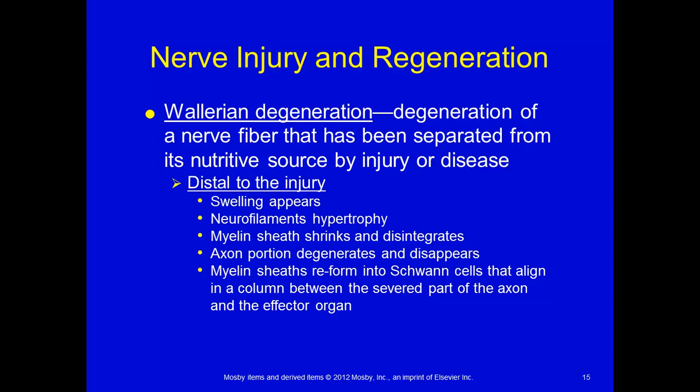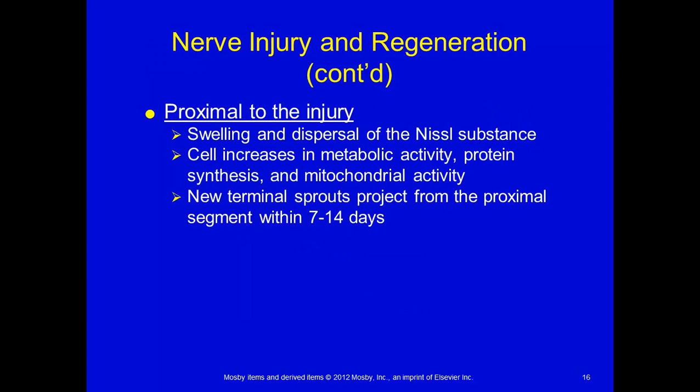So that's Wallerian degeneration. Now, what happens proximal to the injury? We talked about Wallerian degeneration, what goes on from injury distally. What happens from injury and then proximal to that cell body, to that nerve cell in general? So swelling and dispersal of those Nissl substances, we talked about that a little bit earlier.